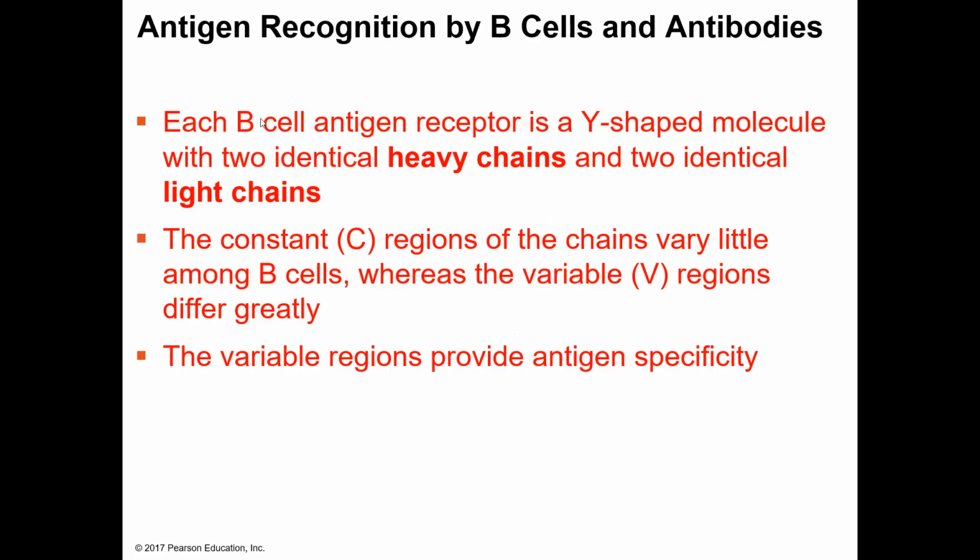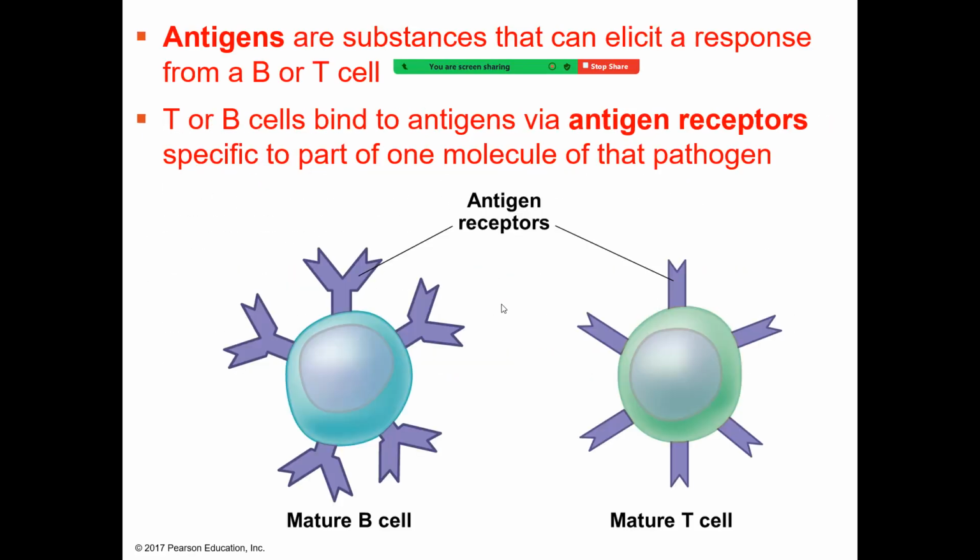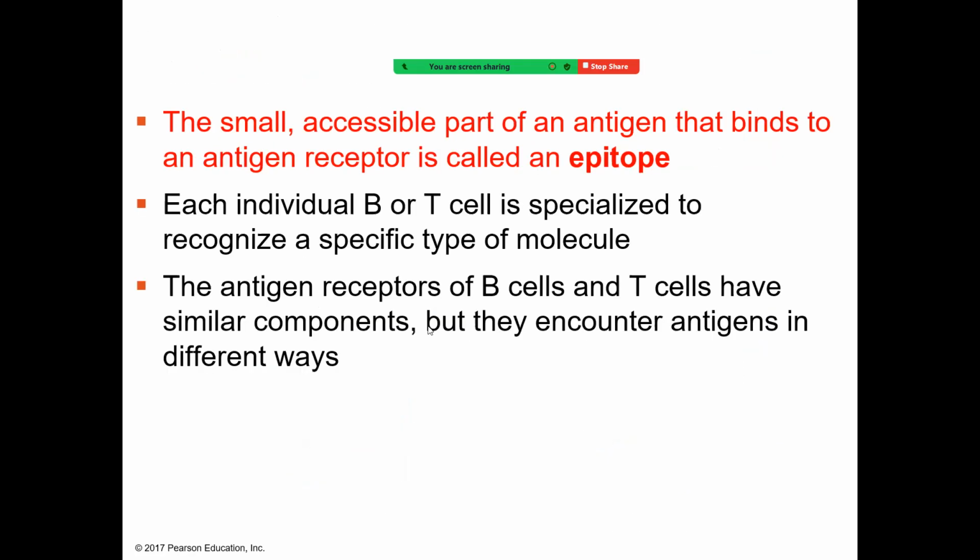So we're going to start with B cells first. If we look back at this picture, you can see that the antigen receptors on a B cell look different than the receptors that are on the T cell. The B cell antigen receptors look like little Ys. They have a similar structure to antibodies, which will be released by B cells, whereas the mature T cells' antigen receptor is more of a linear piece instead of the Y that we see on the B cells.